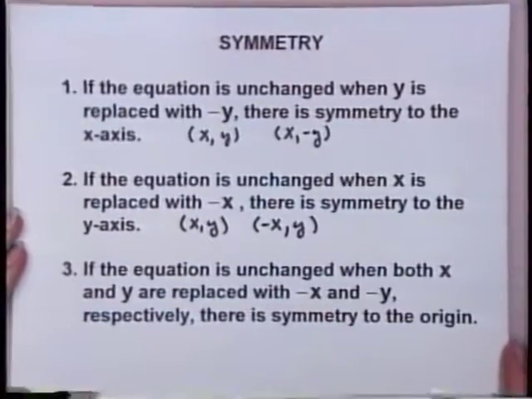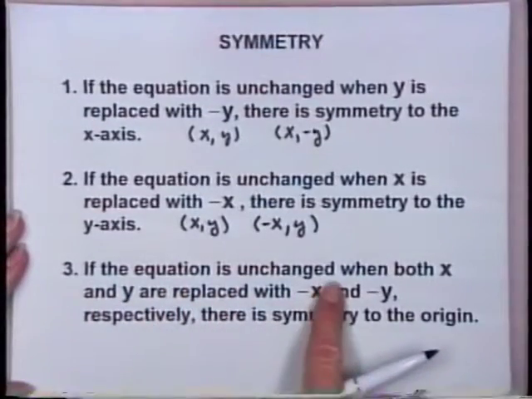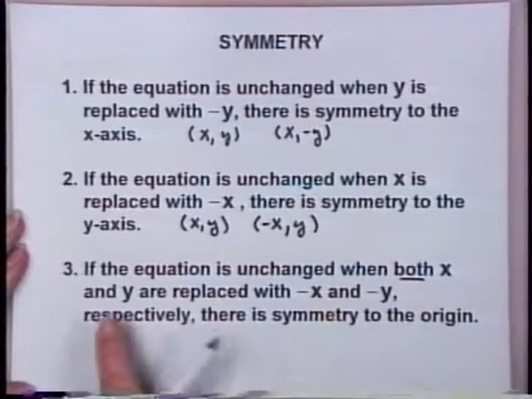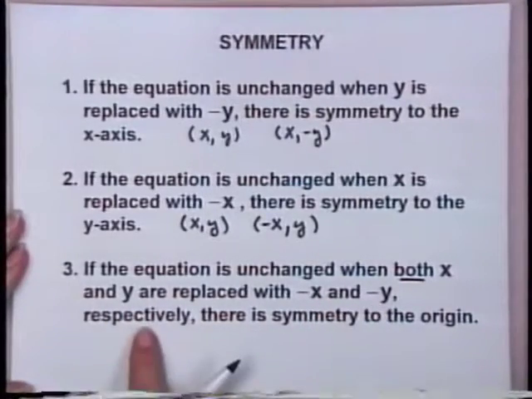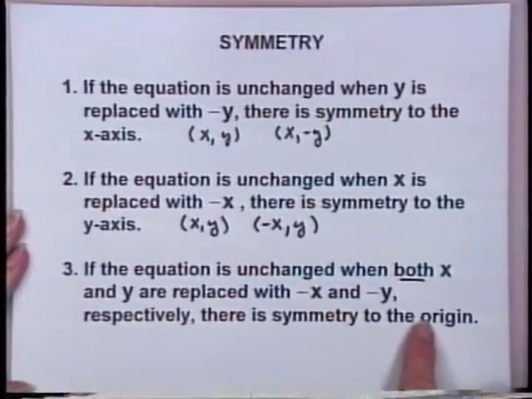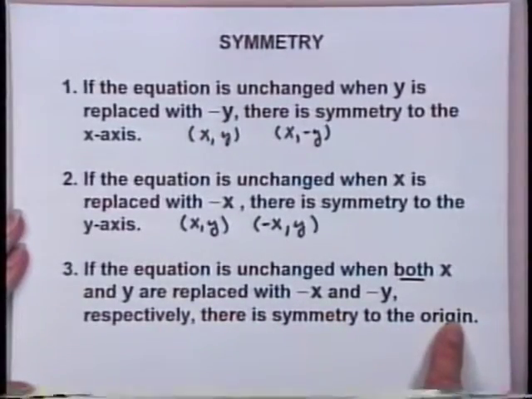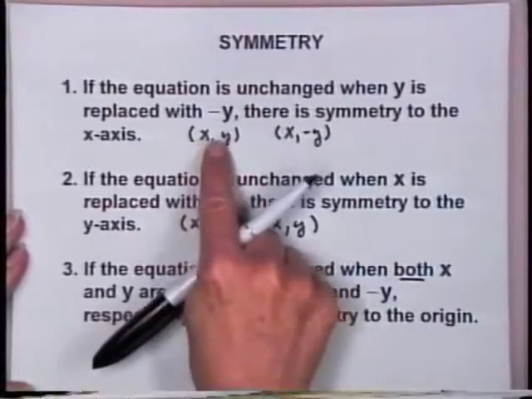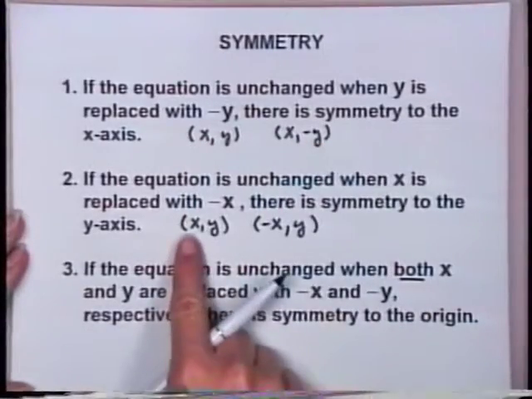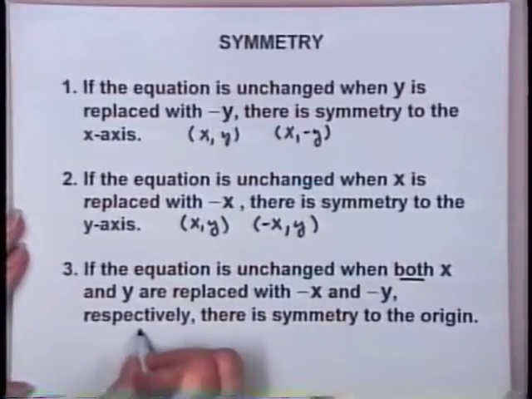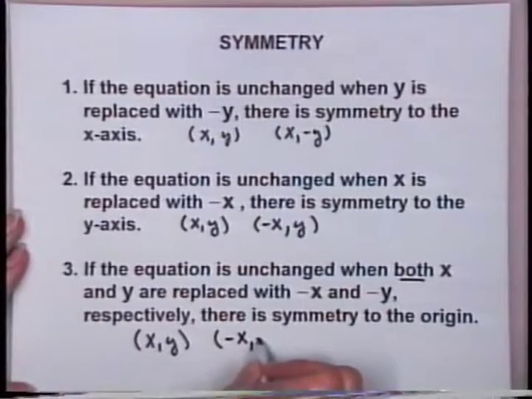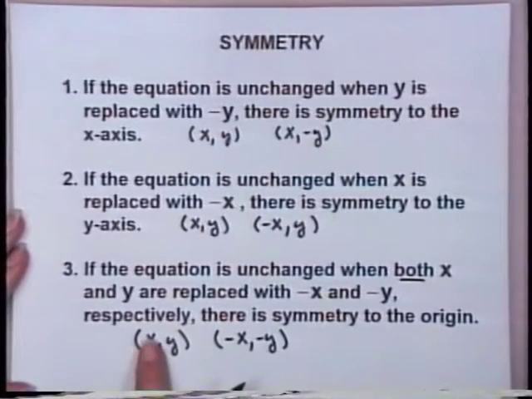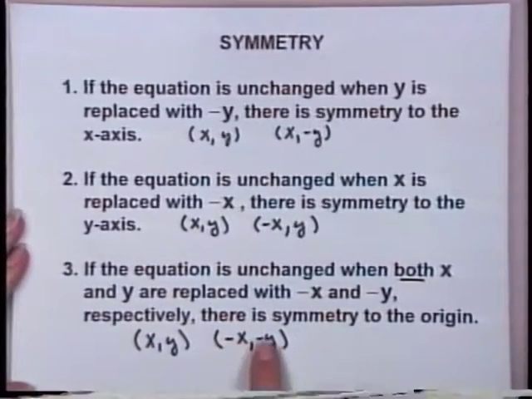Notice the y value stays the same. And then finally, if the equation is unchanged when both x and y are replaced with negatives, and that means at the same time, okay, there is symmetry to the origin. Now, let's look at that in terms of ordered pairs. Here we changed y to negative y. Here we changed x to negative x. Notice here we're saying we have x, y. We're replacing both. Okay, so if this point is on the graph, the opposite of x and the opposite of y, that point is also on the graph.